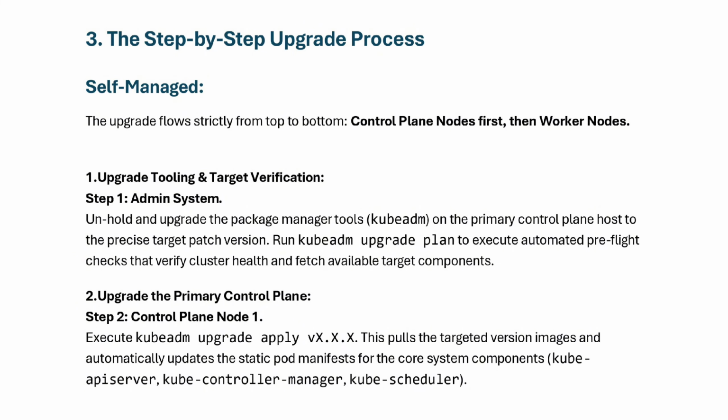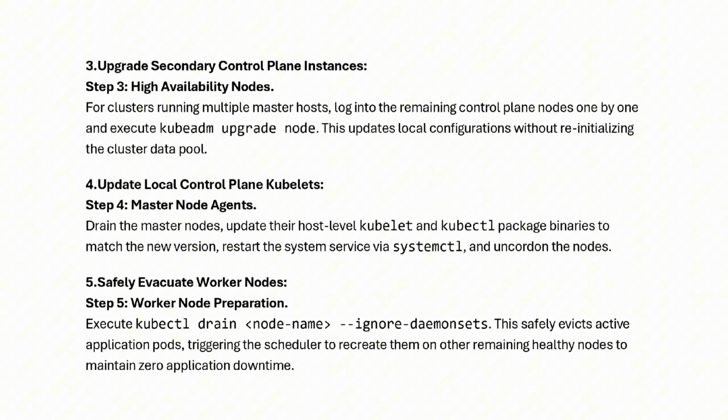This pulls the target version's images and automatically updates the static pod manifest for the core system components, that is kube-apiserver, kube-controller-manager and kube-scheduler, meaning it upgrades or updates them. Now as we updated control plane node 1, in step 3 we aim for upgrading highly available nodes, meaning upgrading secondary control plane instances.